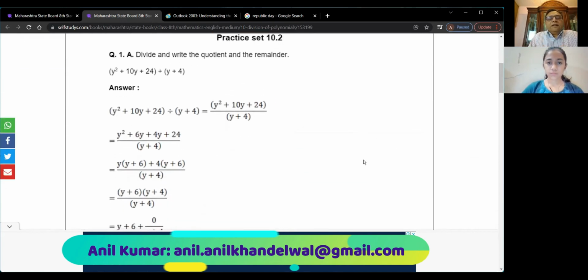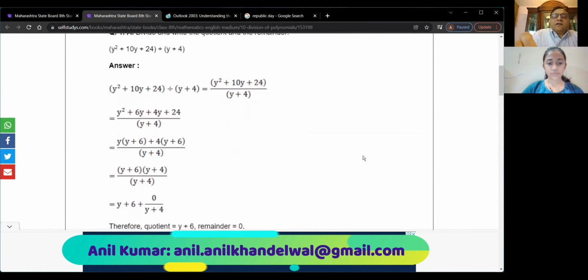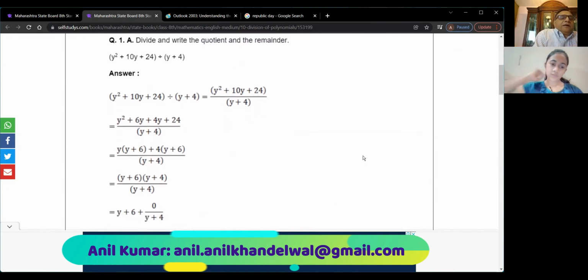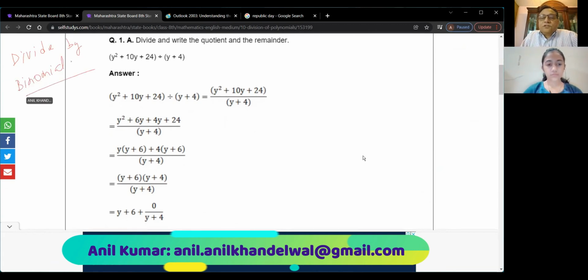See, now we are dividing by a binomial. So this is kind of important. We are dividing by binomial. So you clearly need factoring skills to divide. So what the book has done, we have y square plus 10y plus 24. How will you factor? Do you remember how to factor?